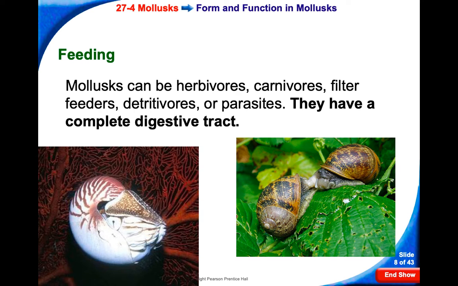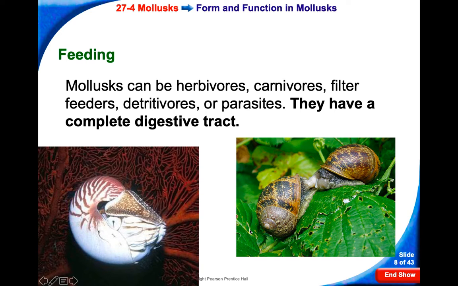Okay, in terms of feeding, there's a wide range of different feeding strategies in mollusks. There are mollusks that are herbivores, which feed on plants, carnivores, filter feeders, detritivores, and parasites. They all do have a complete digestive tract, meaning mouth to anus, like one long tube. Obviously there might be some differences in the lengths of those digestive tubes and so on, but all the components are there, just like what we saw with annelid worms.